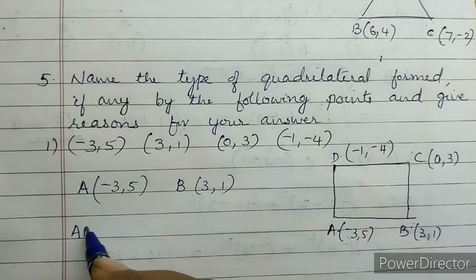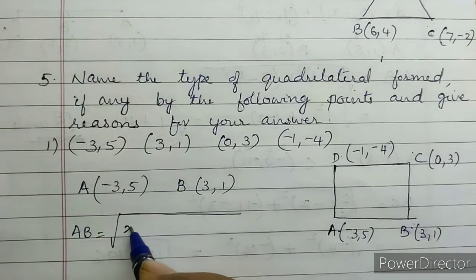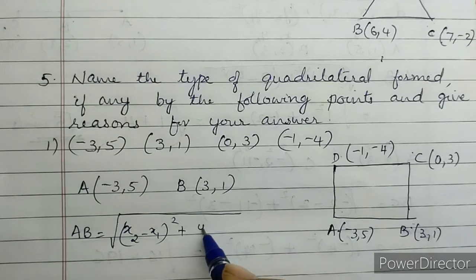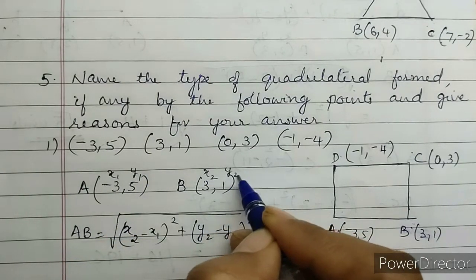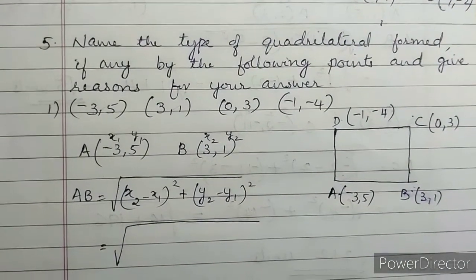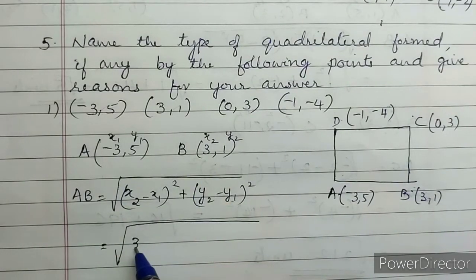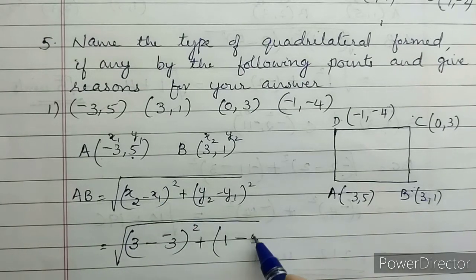So AB equals square root of, you have to write the formula, (x2 minus x1) the whole square plus (y2 minus y1) the whole square. So this is x1 y1, x2 y2, which is equal to x2, how much? 3, minus x1 is -3, the whole square, plus y2, how much? 1, minus y1, 5, the whole square.